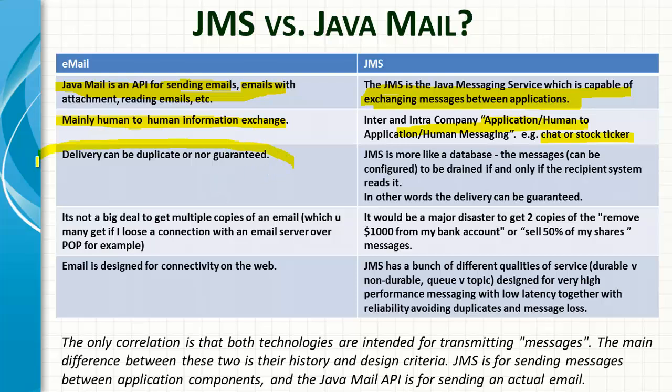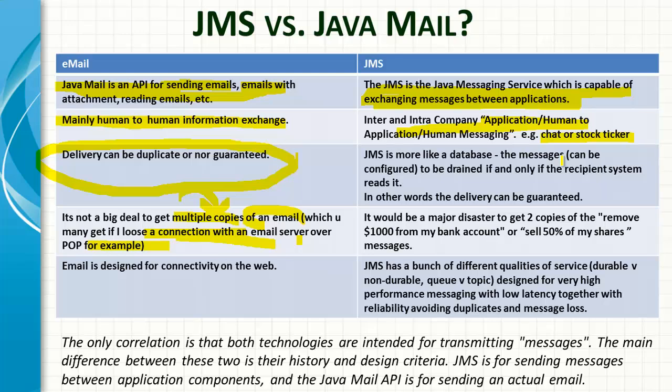Email delivery can be duplicate or not guaranteed. For example, it's not a big deal to get multiple copies of an email. If you lose a connection with an email server over POP, you might get the same emails copied again. JMS is more like a database. The message can be configured to be drained if and only if the recipient systems read it. In other words, delivery can be guaranteed. Message guarantee is a very important aspect.